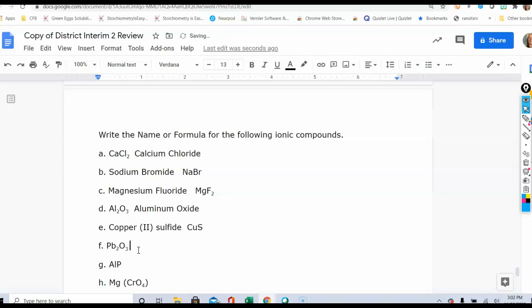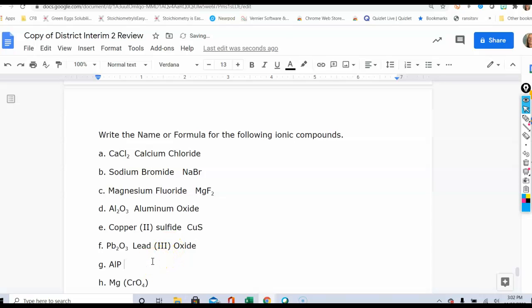This next example, however, is one of the special ones that fall into group number 16 that behaves a lot like transition metals, so we use it with Roman numerals. So this is going to be lead(III) oxide, and you might be going, oh, how'd they get that? That's because I'm going to uncrisscross the 3 and the 2, and that tells me that it should be lead with a 3+ charge.